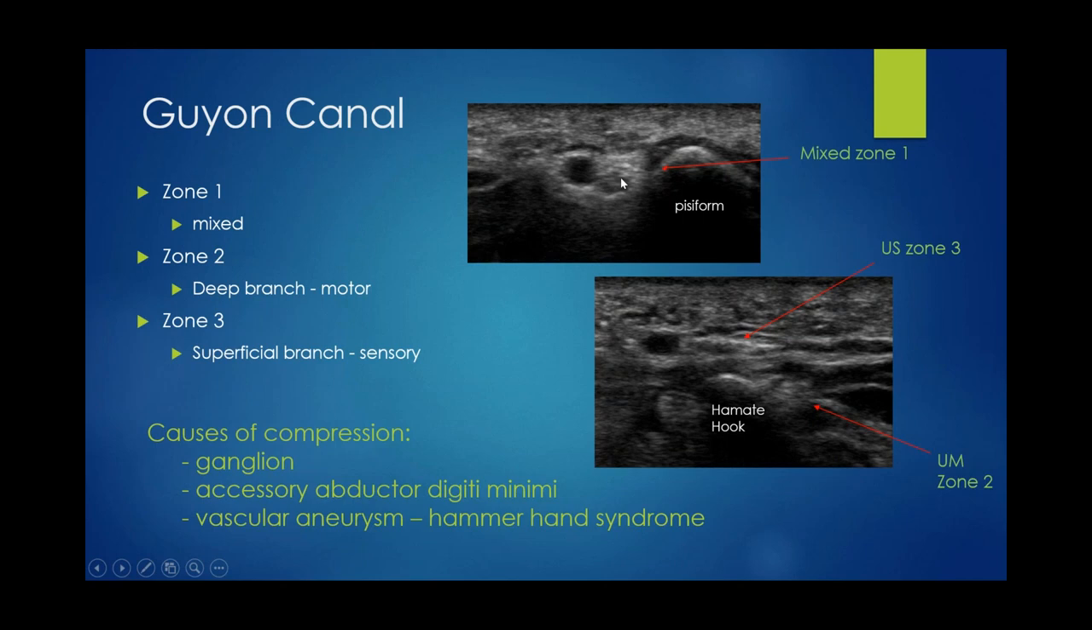At the entrance, it's a singular nerve, a mixed nerve where there are both motor and sensory fibers. Overlying the hook of the hamate, that mixed nerve splits into a superficial sensory and a deep motor branch. The nerve here can be subject to compression from ganglion cysts off the pisotriquetral joint, aneurysms of the artery, or sometimes in those people that have an accessory abductor digiti minimi.